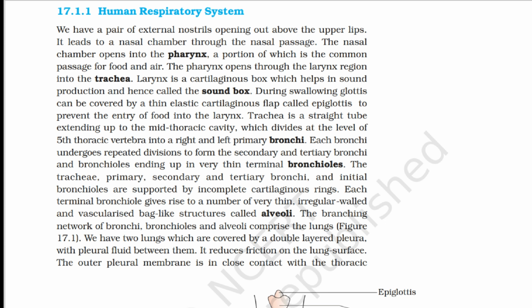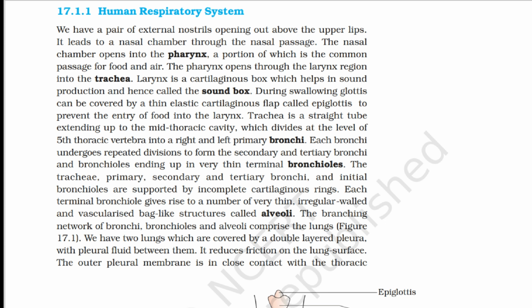During swallowing, the glottis can be covered by a thin elastic cartilaginous flap called epiglottis to prevent the entry of food into the larynx. Trachea is a straight tube extending up to the mid-thoracic cavity, which divides at the level of the fifth thoracic vertebra into a right and left primary bronchi. Each bronchus undergoes repeated divisions to form the secondary and tertiary bronchi and bronchioles, ending up in very thin terminal bronchioles. The trachea, primary, secondary and tertiary bronchi, and initial bronchioles are supported by incomplete cartilaginous rings.